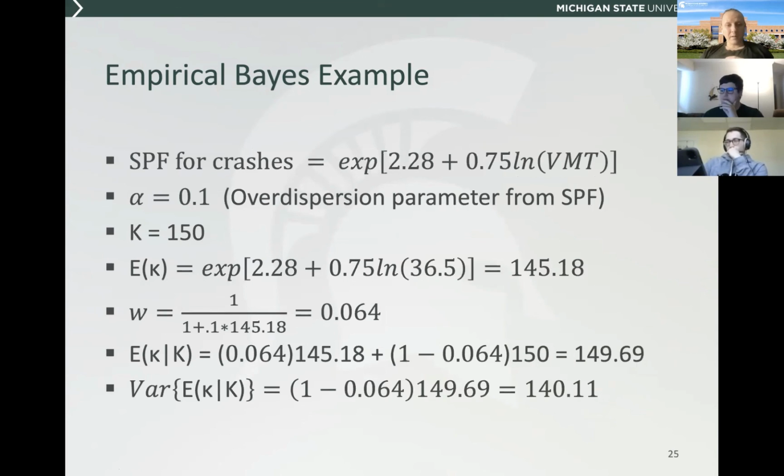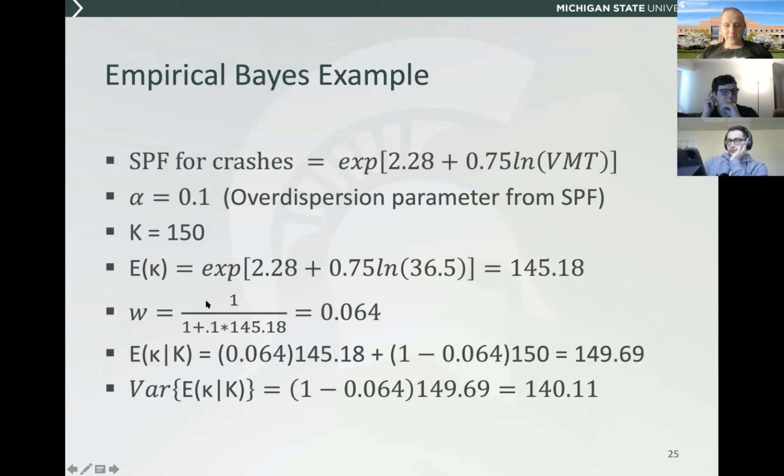Okay. The first thing we do is apply that safety performance function. We're given from our output that alpha was equal to 0.1. We know that we've experienced 150 crashes during the before period. If we compare that to what we would see for similar sites, we'll notice our experience at that site was larger than the typical site. And so 145.18 is what we would expect based on the regression equation.